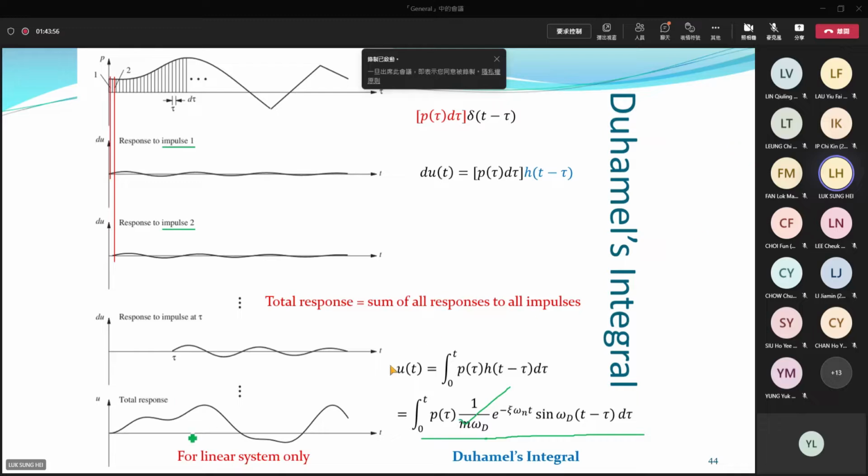This idea is only true for linear systems. If you play with linear structures, then you can use this Duhamel integral to find the total response in a theoretical manner.